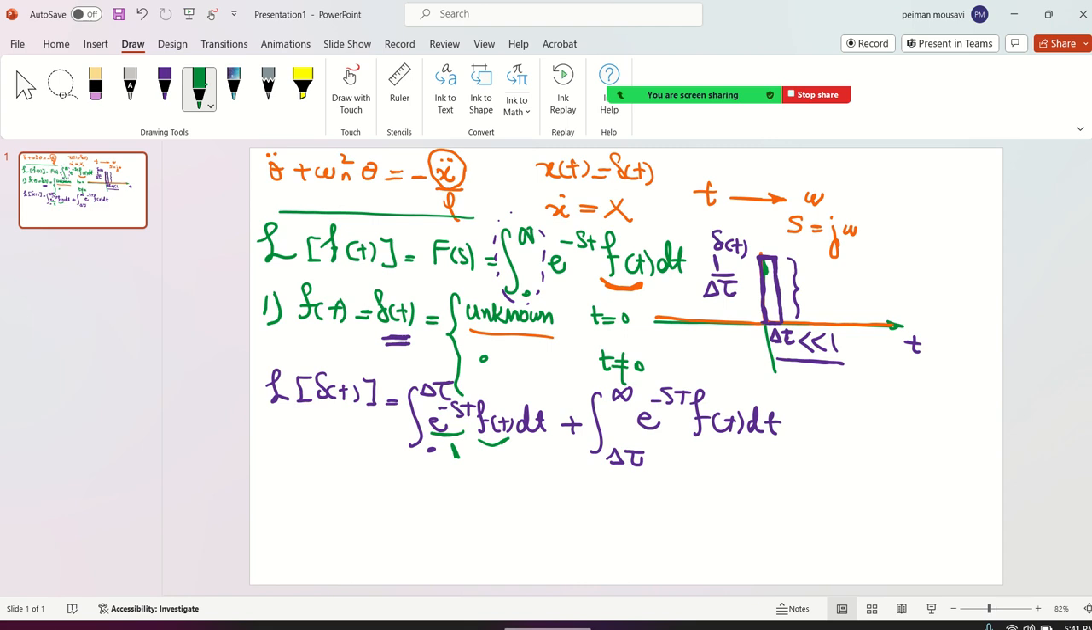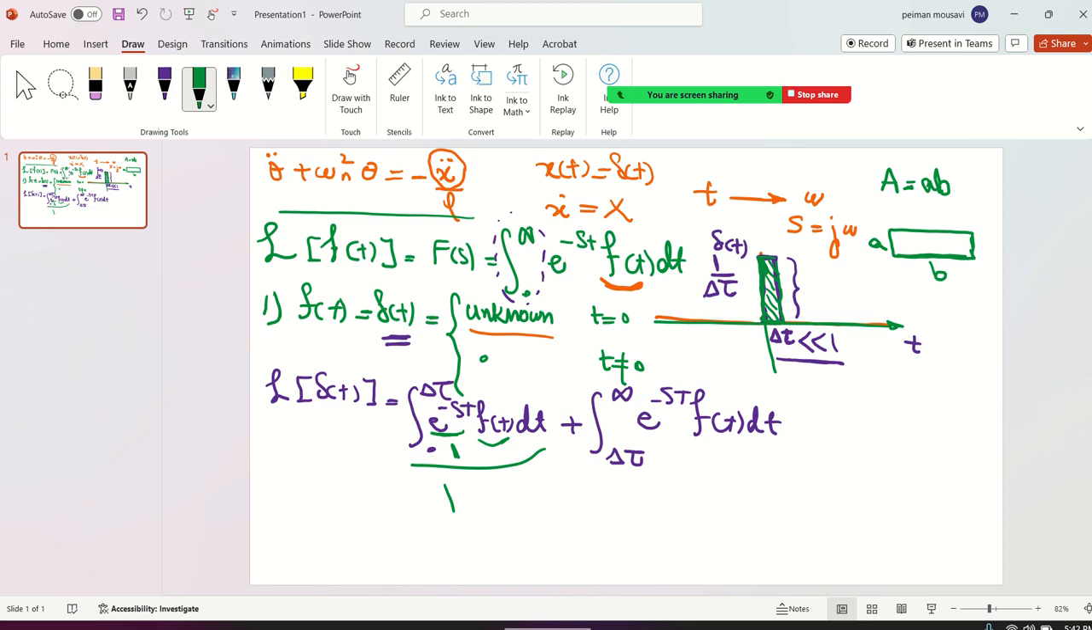So the integration of f of t dt means the area under the curve. What's the area under this rectangular shape, from high school or middle school? If you have a rectangle from kindergarten, here is A and B. What's the area of this? A times B. So now what's the area of this rectangle? Delta tau times 1 over delta tau. What's the area? Yes, this is 1.